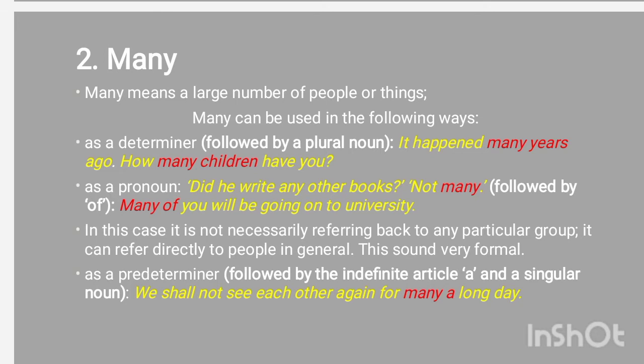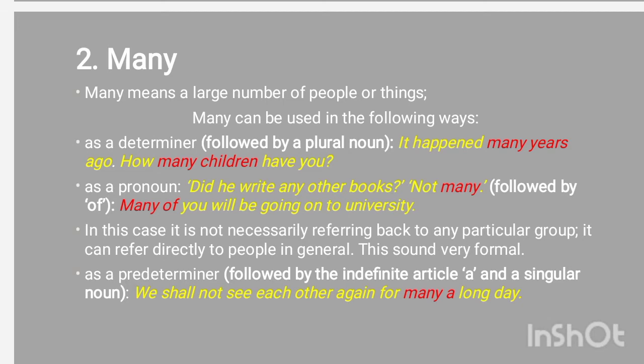For example, it happened many years ago. How many children have you? Many children and many years. Many here is a determiner because years and children are plural nouns. Second, many is used as a pronoun.